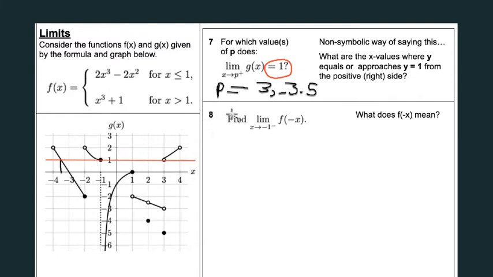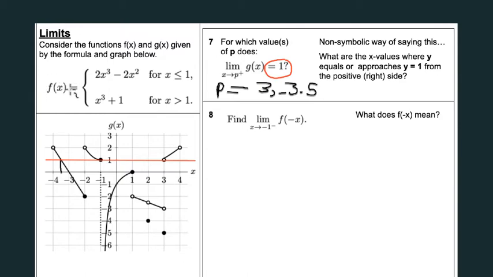Okay, let's look at number 8 now. Number 8 is a really interesting one. So let's look at what f at negative x means. It says find the limit of f of negative x as x approaches negative 1 on the negative side. Lots of negatives. Well, do I have a graph or an equation for f at negative x? No, I have an equation for f of x.